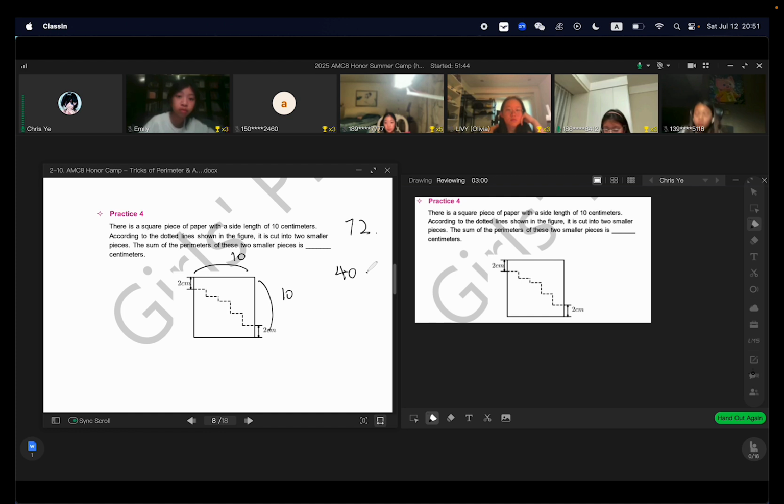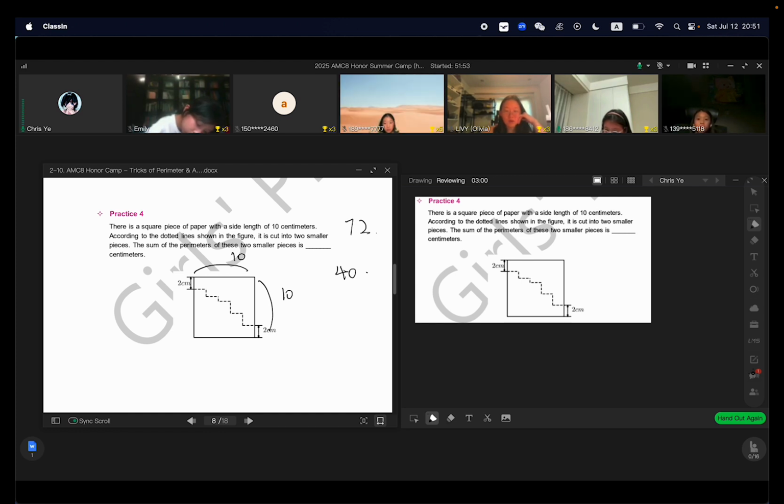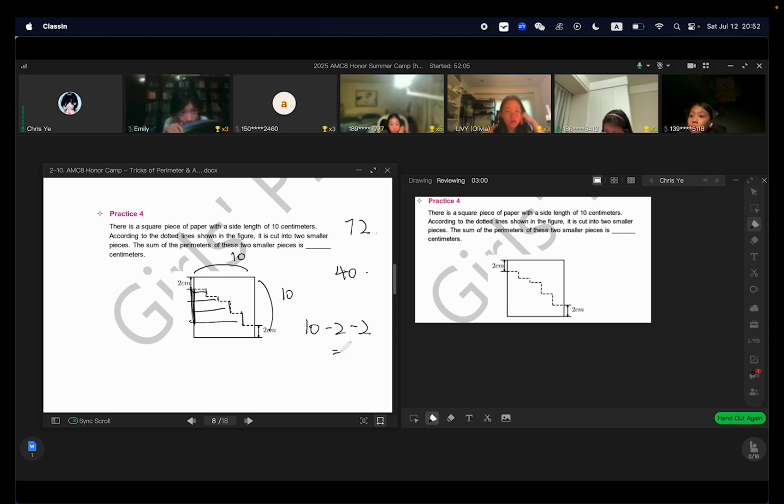So now we just have to find the length of the dotted line. The dotted line, by using translation, we have these lines, and we can translate them to have this line. And the length is going to be 10 minus 2 minus 2 equals 6. And for the length of these lines, it's just going to be 10 by translating.